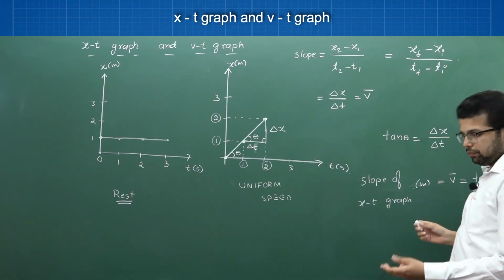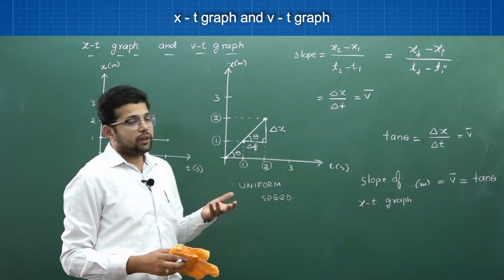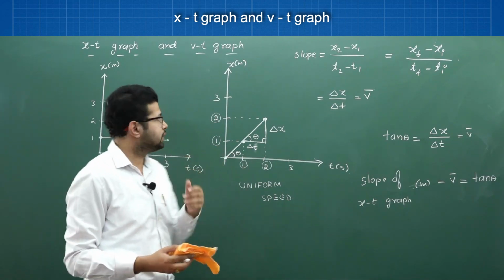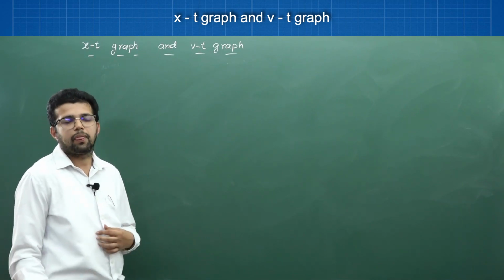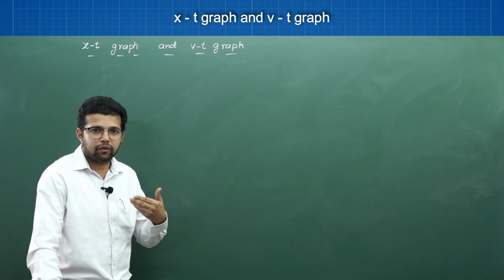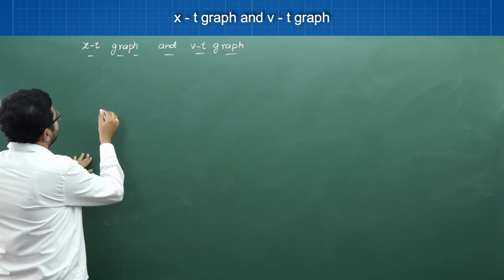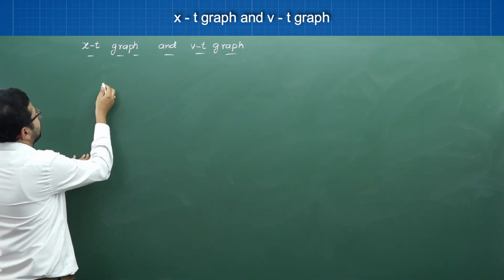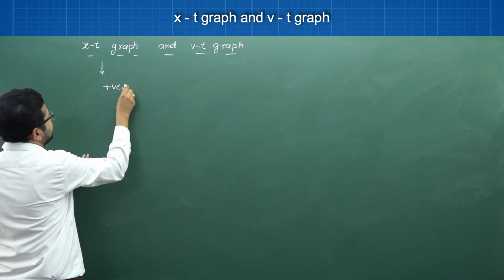Now, next what we will do? We will draw the position time graph for positive acceleration. Now, we will see how to draw a position time graph for an object moving with uniform acceleration or moving with positive acceleration.